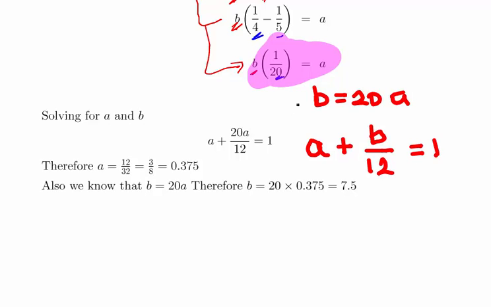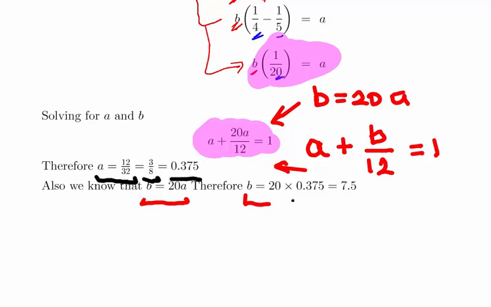Okay, so what I'm doing is combining both of those into this expression here. A plus 20a over 12 is equal to 1. A little bit of number crunch in there. You should get a is equal to 12 over 32, which is 3/5, which is equal to 0.375. In that case, that would make b equal 20a, which is 20 times 0.375, which is 7.5. So those are the two numbers we're looking for, 0.375 and 7.5.